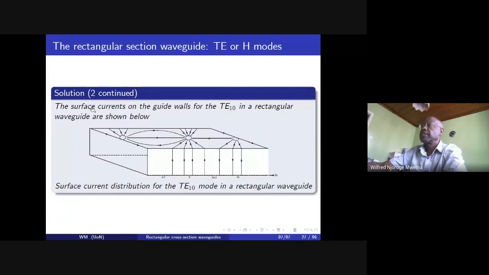So the surface currents on the guide walls for the TE10 mode in a rectangular waveguide will then be as shown there. That is, we'll have the current moving up the side walls, going to a common point, and then going back into the other surface. So it's going around the guide walls, so to speak.